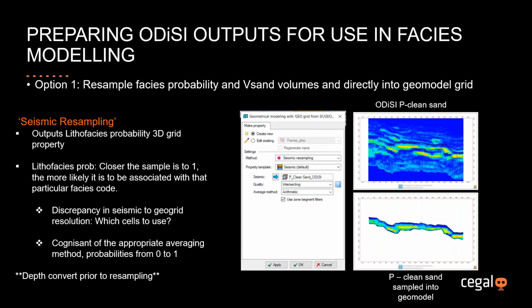Once you've sampled into the static model, these facies probability volumes, for example, the P shale or P clean sand, can be used in a number of ways, and I'll get to that shortly. And a key point is that in order to use the resampling option in a 3D sense, you'll have to depth convert your ODiSI seismic volumes. They are in time.